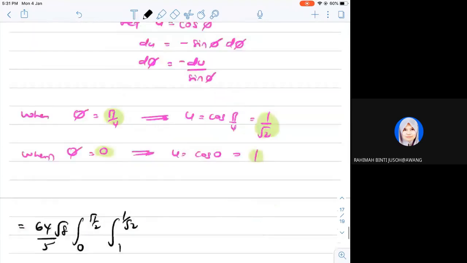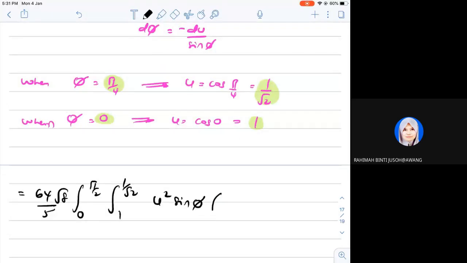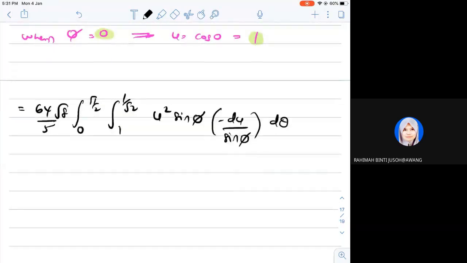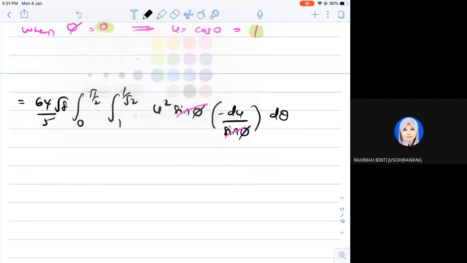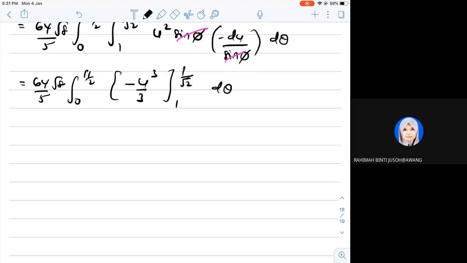Okay. Cos squared becomes u squared. Sin phi d phi becomes negative du over sin phi d theta. So this one can be cancelled. So we integrate negative u squared. Now integrate negative u squared. So 64 square root of 8 over 5, 0 until pi over 2, negative u cubed over 3, isn't it? So substitute 1 over square root 2, 1, d theta.